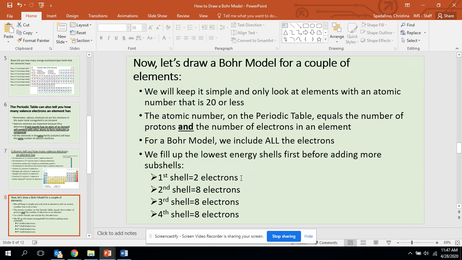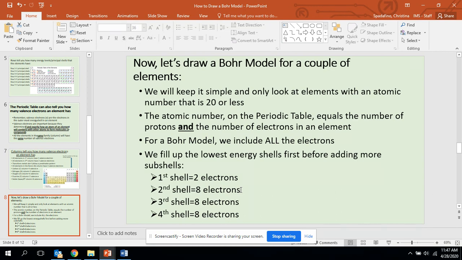So every element, with the exception of hydrogen, is going to have 2 electrons on that first shell. When you get to the second shell, you're going to have 8 electrons. So it can hold up to 8. It can't hold 9. Can it hold 7?